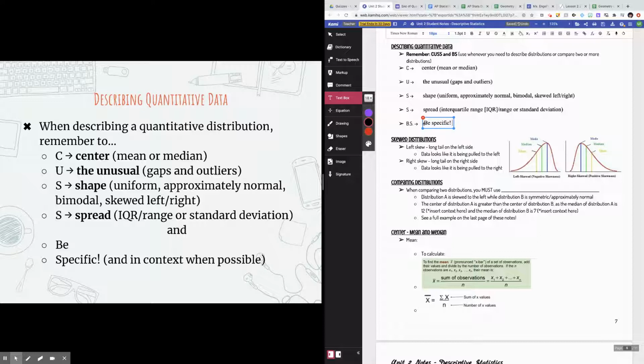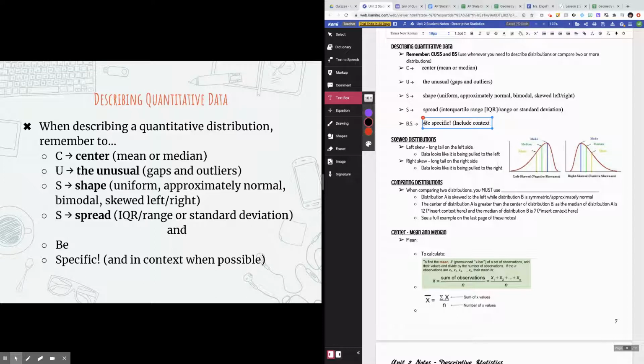Okay, so you never want to just say the shape is approximately normal. You would want to provide some context. So the shape of the distribution of spices in our spice cabinets is skewed to the left, for example. Okay, so include context whenever possible.